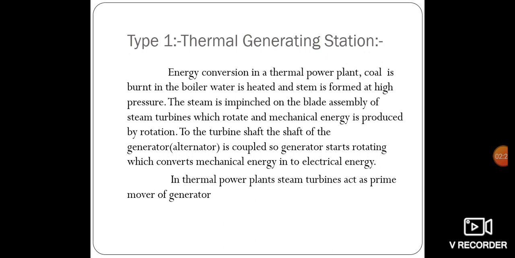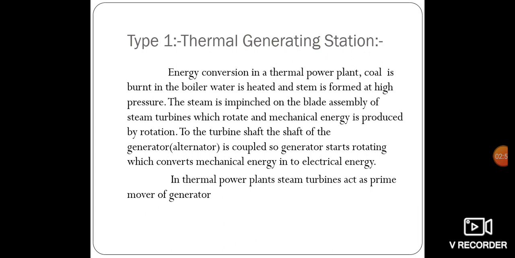Type 1: thermal generating stations. First we will understand different types of generating stations and how electricity is generated in different power plants. First one, we will understand about the thermal generating station. Energy conversion in a thermal power plant.